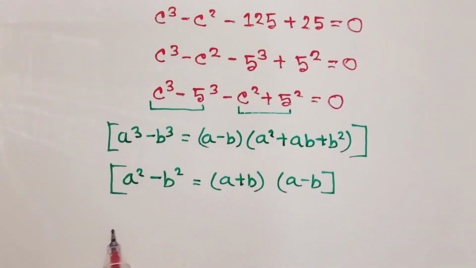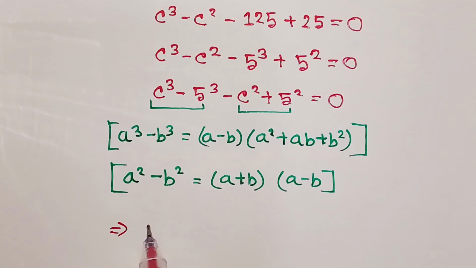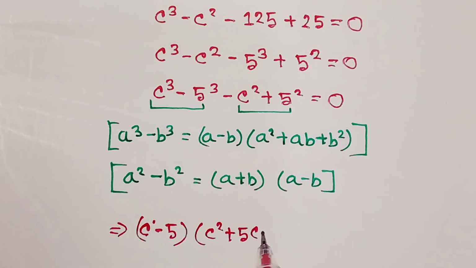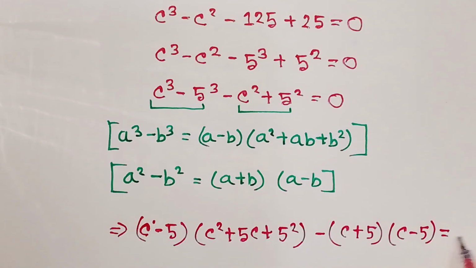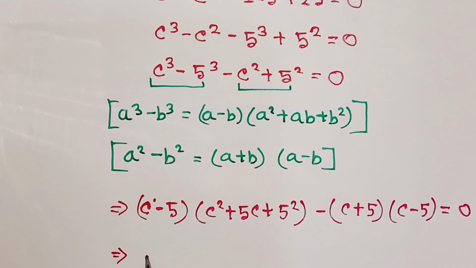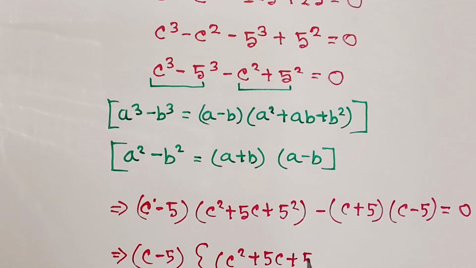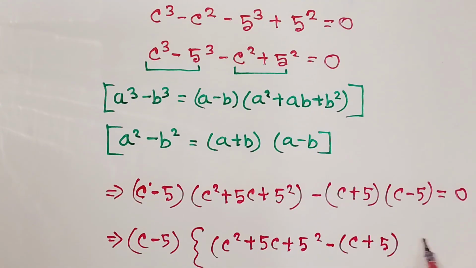Thank you. So after that we can write c cube minus 5 cube equals c minus 5 into c square plus 5c plus 5 square, bracket, minus c square minus 5 square equals c plus 5 and c minus 5, equal 0. After here we can take common c minus 5, then we can write c square plus 5c plus 5 square minus c bracket c plus 5 equal 0.